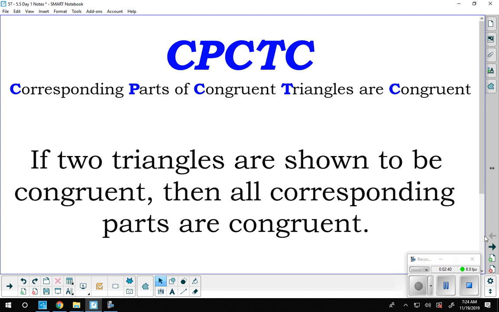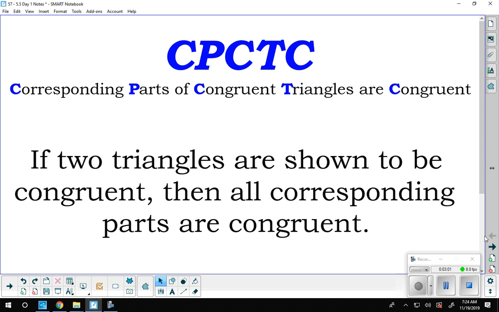All right. So corresponding parts of congruent triangles are congruent. This is called CPCTC. So corresponding means that they're the letters that match up. They're the corresponding parts. And if I have congruent triangles, then we know that those parts are congruent. So corresponding parts of congruent triangles are congruent.